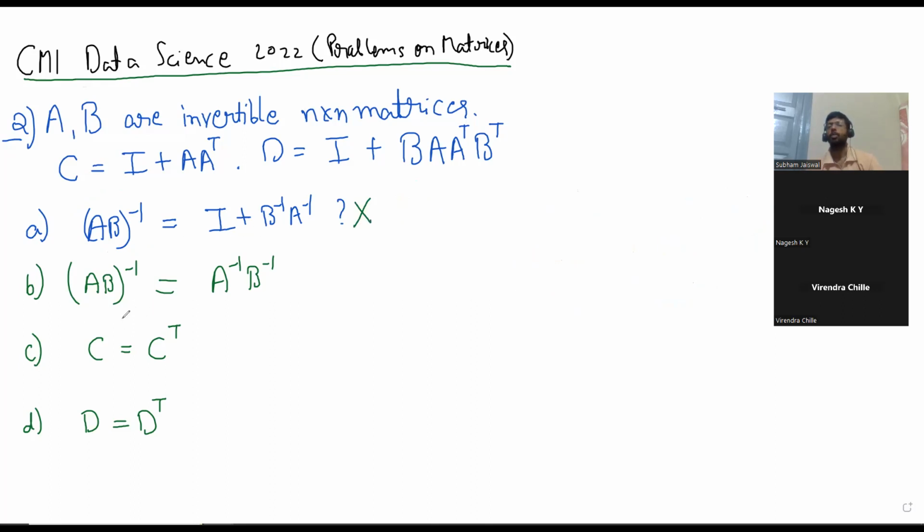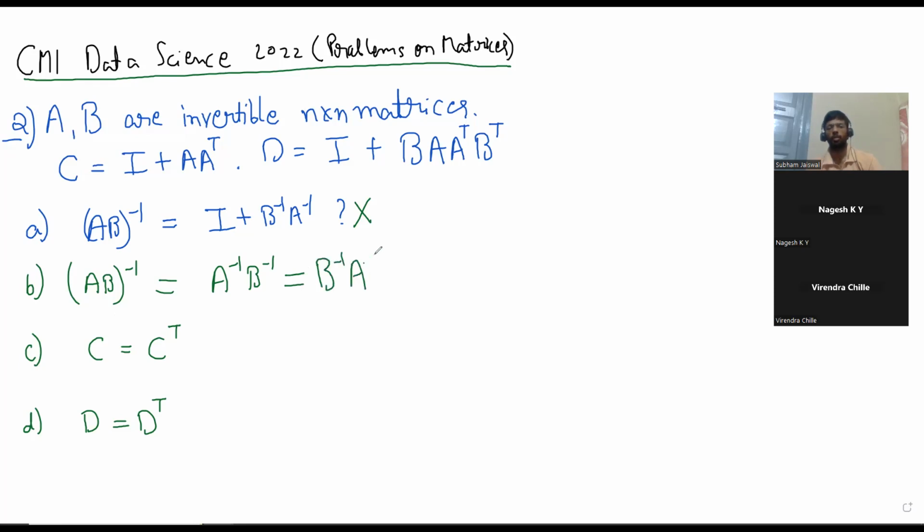What about 2? Sir, for some condition it is true. If the group is abelian, then it is true. Then in matrices, there must be something that it must be true.